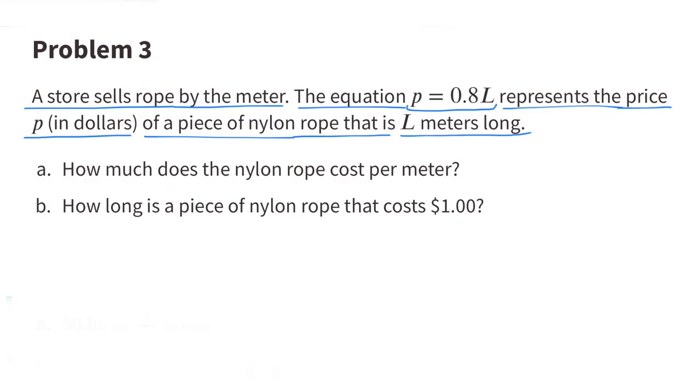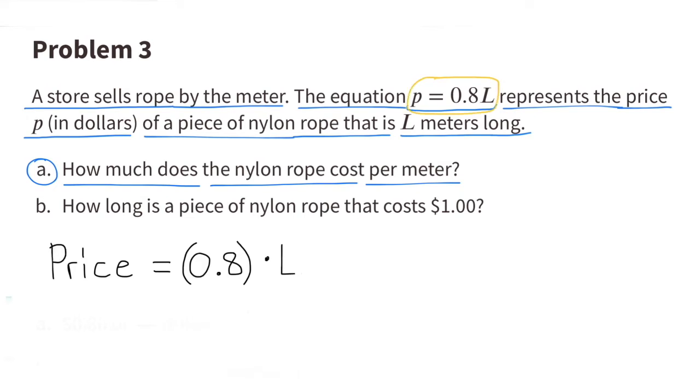Number 3. A store sells rope by the meter. The equation P equals 8/10 L represents the price P in dollars of a piece of nylon rope that is L meters long. A. How much does the nylon rope cost per meter?